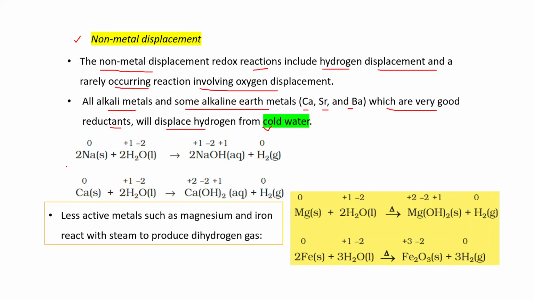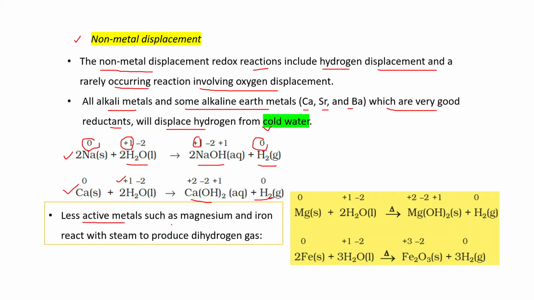In the lower classes we have discussed this. Na when reacting with H2O will convert into NaOH plus H2. See the change in oxidation number: sodium from 0 to plus 1 and hydrogen from plus 1 to 0. The same way, this is calcium. It forms calcium hydroxide and H2 when reacting with water.